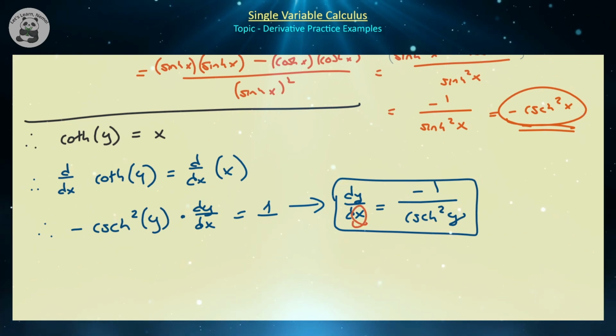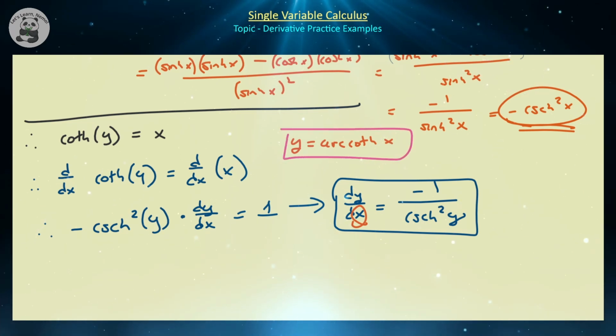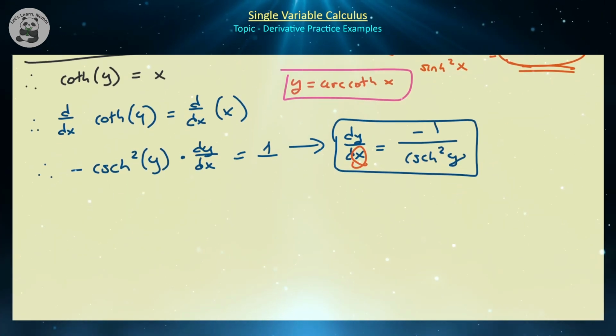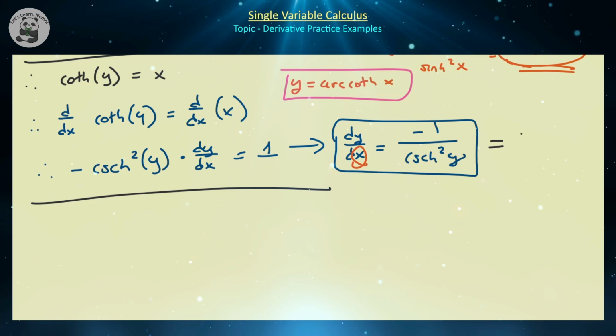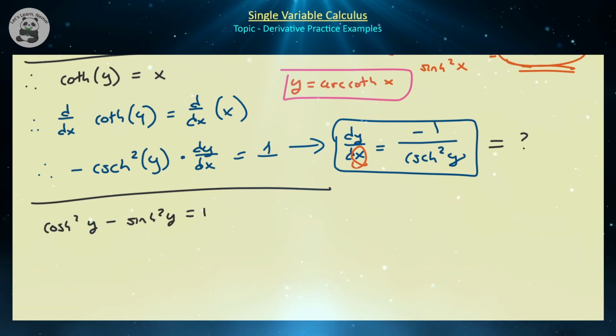But keep in mind that we have dy over dx equal to a function of y, and that's not good. And do keep in mind that y is equal to arc hyperbolic cotangent of x. So how are we going to write this as a function of x? Well, we would have to use our trigonometric identities in order to manipulate this. So let's just take a quick detour and see where to go from here. We know that hyperbolic cosine squared of y minus hyperbolic sine squared of y is equal to 1. And what do I have here? Well, hyperbolic cosecant squared of y is equal to what? Well, I don't know.